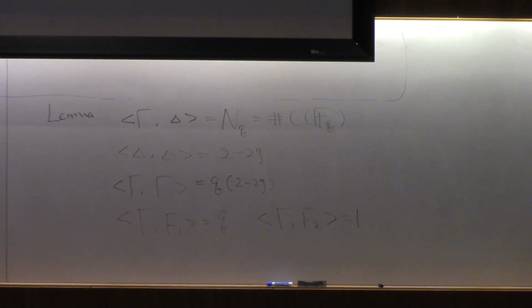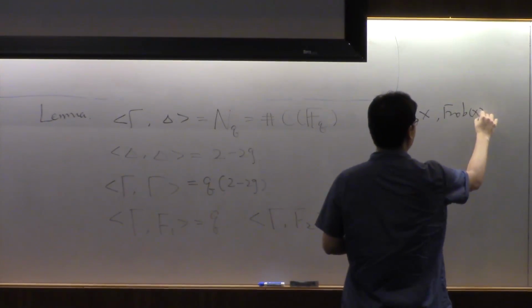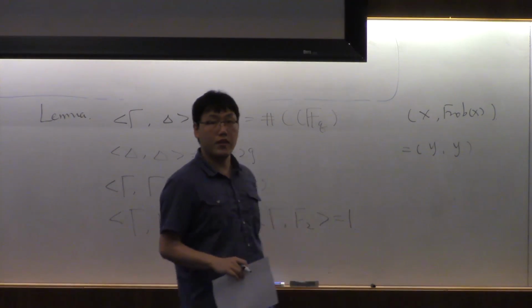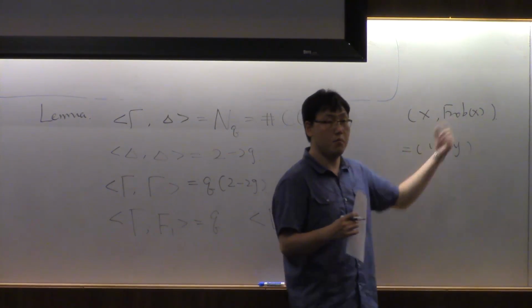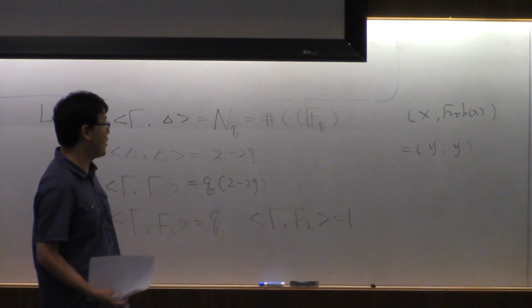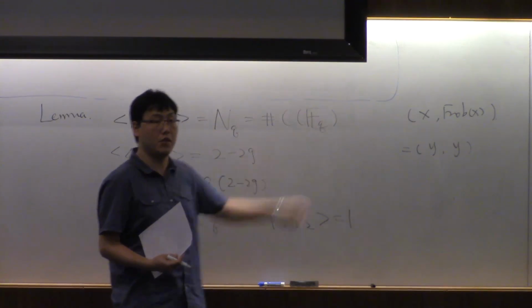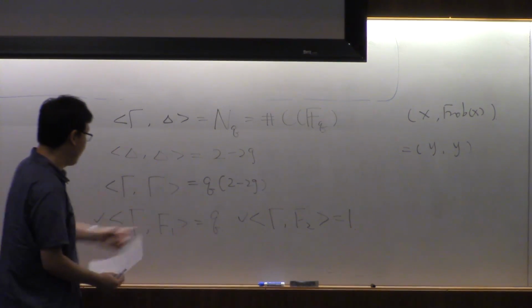So these are some computations of the intersection numbers. For example, for the first one, I want to consider the intersection number of these two curves. Any point on gamma is given by (x, Frobenius x), and any point on the diagonal is given by (y, y). So if you want this point to be an intersection, x should be equal to y, and x should be equal to Frobenius x. So the intersection points are in bijection with the set of points which are invariant under the Frobenius, that is, the F_q rational points. So this is why you have the first result, and it is not very difficult to check.